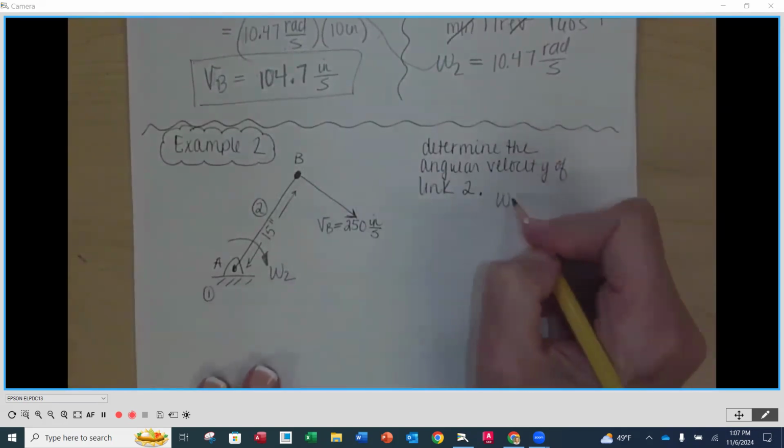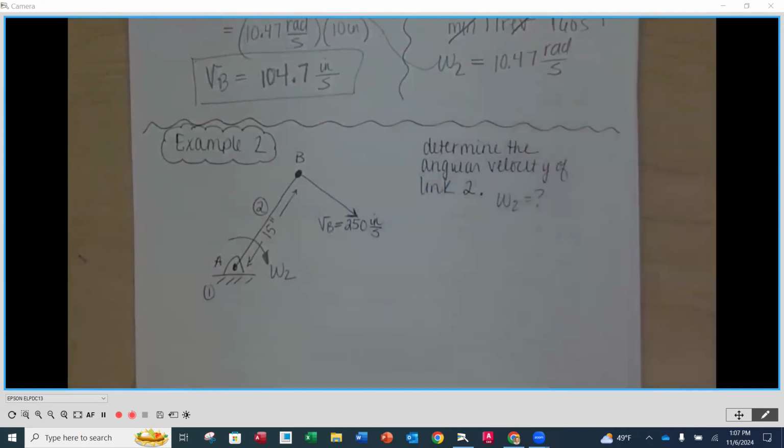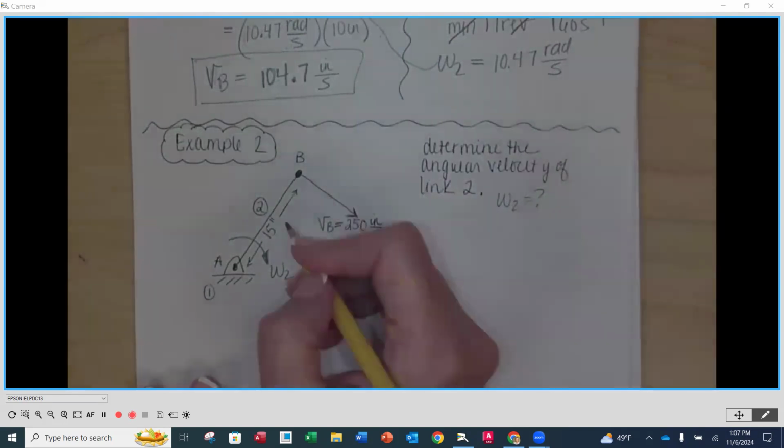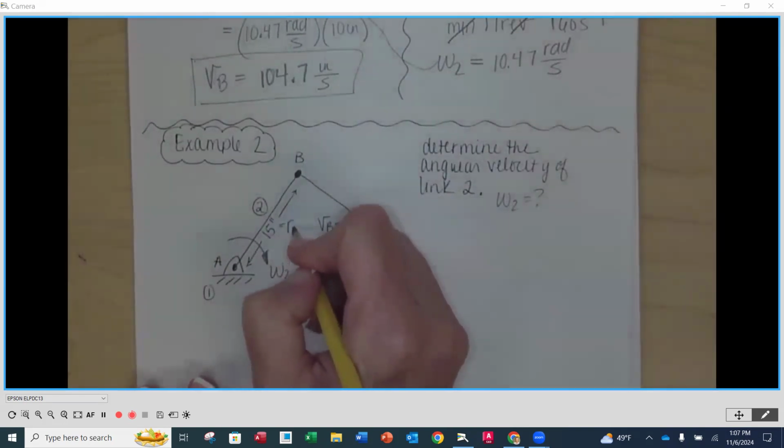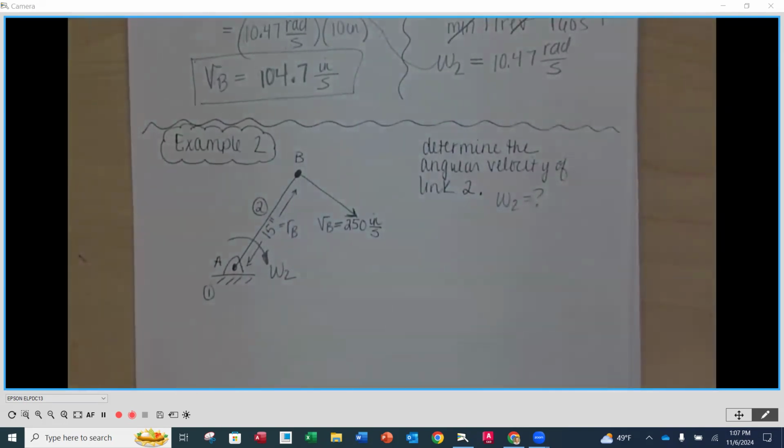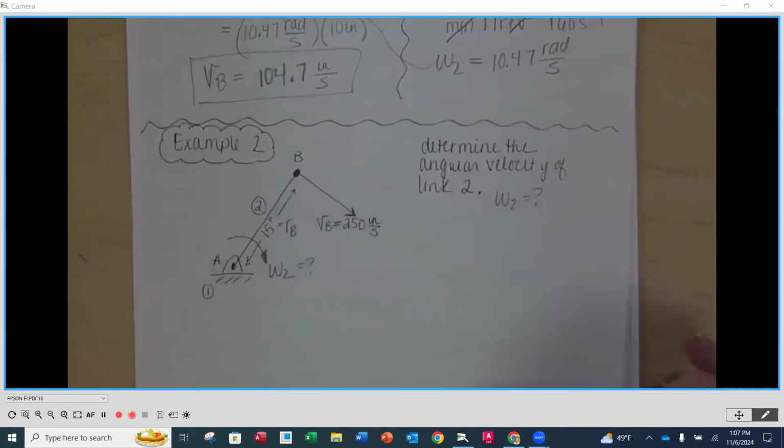So we want to know, what is W2? Okay, and we have straight line velocity, and there's another variable here that we know, and that is going to be our radius to B, which is going to be our 15 inches, right? That's our distance from the center of rotation to the point that we're interested in, or we know information about. All right. So we want to find W2, right? We want to find W2. What is its value? We can put the question mark there as well.